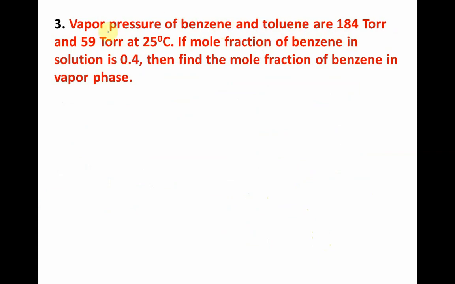Now the question: the vapor pressures of benzene and toluene are given, P naught of benzene and P naught of toluene. If the mole fraction of benzene is this much, then what is the mole fraction of benzene in the vapor phase? I need to calculate that, YB. So we know that the mole fraction of benzene in vapor is always equal to PB by P total. I need to calculate P total first. We know that P total is always PB plus P toluene.